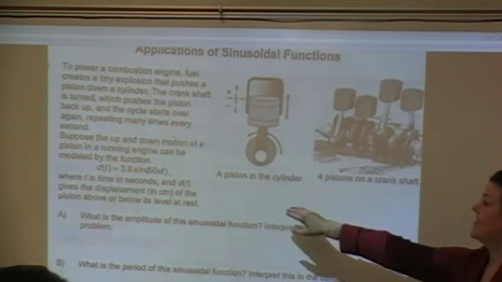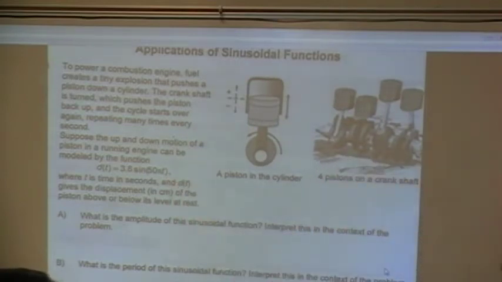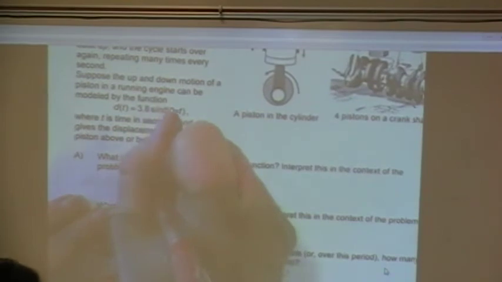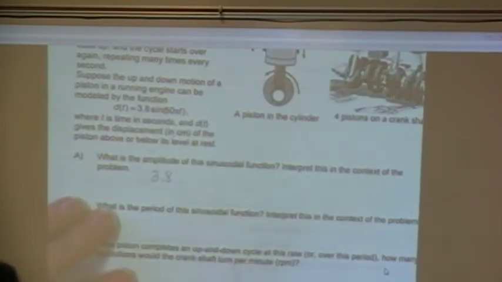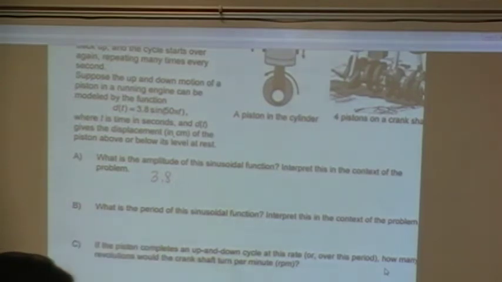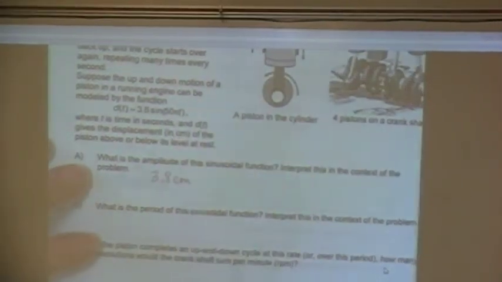It is modeled by this particular function. Okay, so the first question is easy. What's the amplitude of this function? 3.8. Now, the next part maybe not quite as easy. Interpret this in the context of this problem. What does that 3.8 mean? It's the distance from the center. From the center up and the center down, the piston travels 3.8 centimeters up and then 3.8 centimeters down. So I'm going to put 3.8 centimeters.